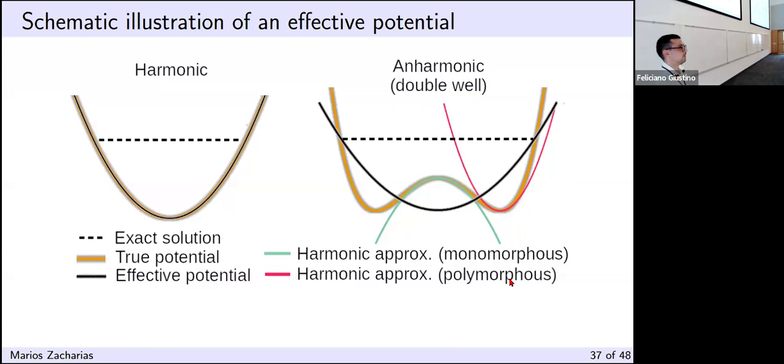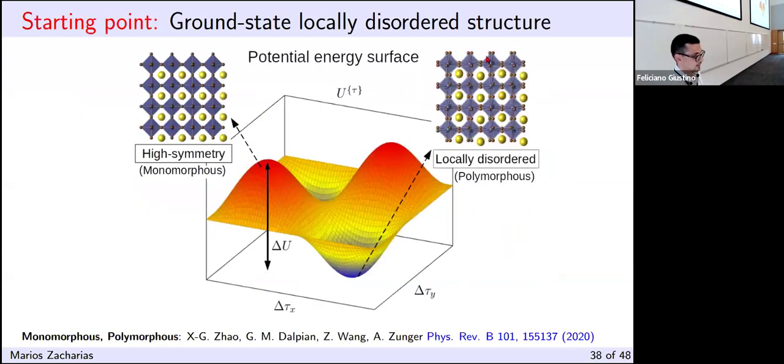And what I mean by polymorphous structure is a structure that has local disorder, which I indicate here, but on average and macroscopically, the structure respects the symmetries of the lattice. So the high symmetry structure will define a local maximum, and this gives unstable phonons. The polymorphous structure will effectively describe the ground state of the system. So we choose to evaluate initially the phonons from this ground state structure.